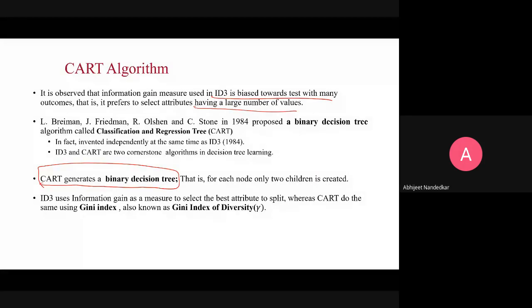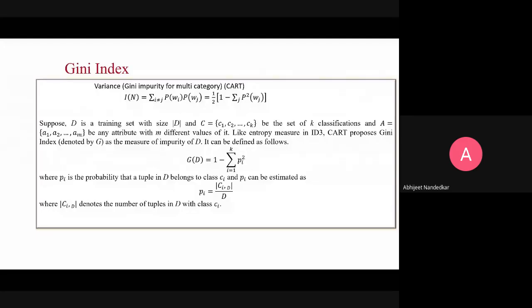Now CART generates only a binary tree. This is the main difference. And ID3 uses information gain as a measure of splitting, whereas CART uses this Gini index of diversity. So how it is being split is also a difference, and there is a difference in splitting the table. Now the base of this Gini index is the variance between these classes and the probability of the classes.